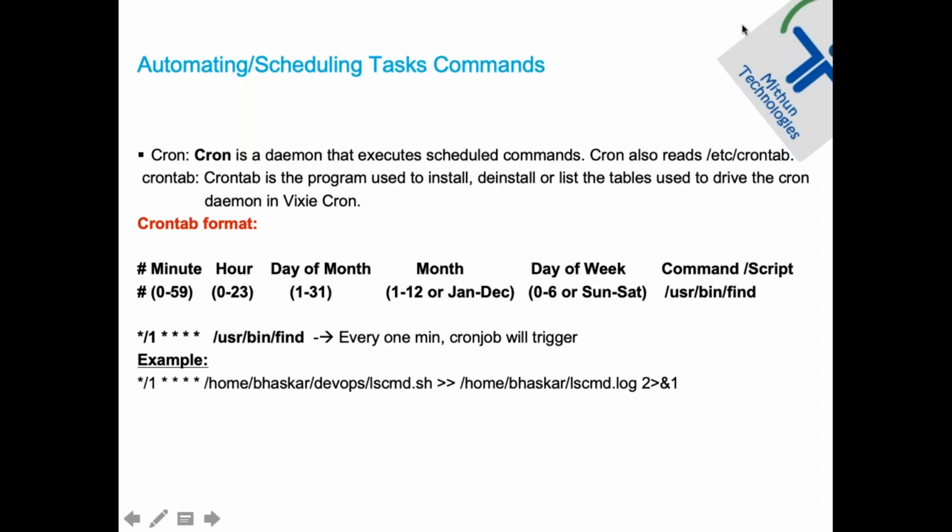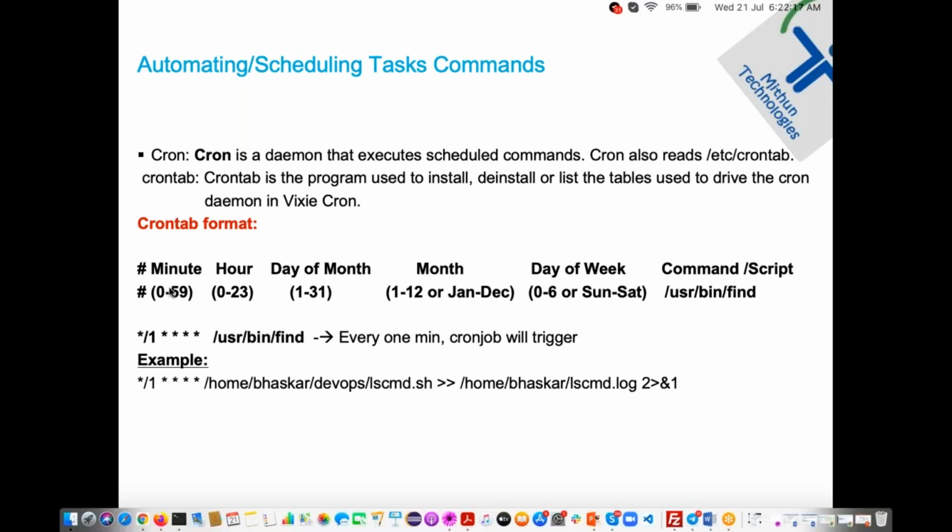So total 6 fields are there. The first field is minute, second field is hours, third field is day of the month, fourth one is month name, fifth one is day of the week. And the sixth one is which command or which shell script we need to execute.